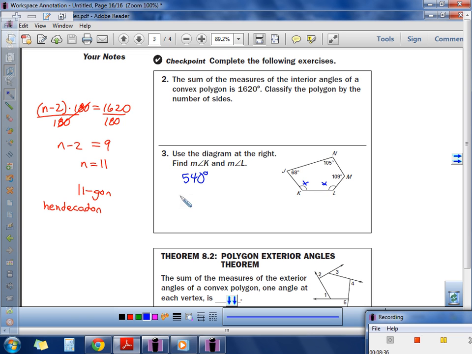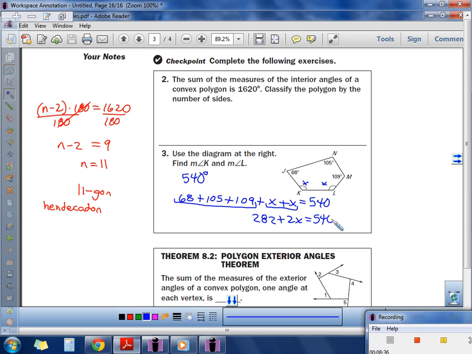So that means that 68 plus 105 plus 109 plus X plus the other X will total up to be 540. From there we can combine like terms. These are like terms. I can just add all those. When you add all those, what do you get? 282. And when I add these two, I get 2x.